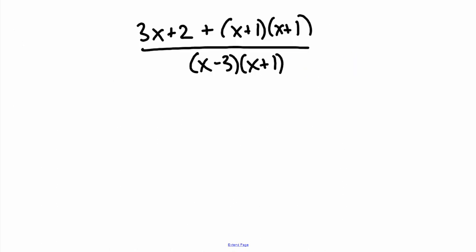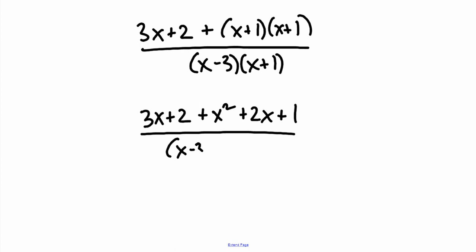Here I need to simplify before I can add my like terms together. So I need to distribute this x plus 1 times x plus 1. So 3x plus 2 is just waiting for it to simplify out. X times x is x squared. X and 1 will make 1x, another 1x, so I get 2 x's. 1 times 1 is 1, all over x minus 3 times x plus 1.